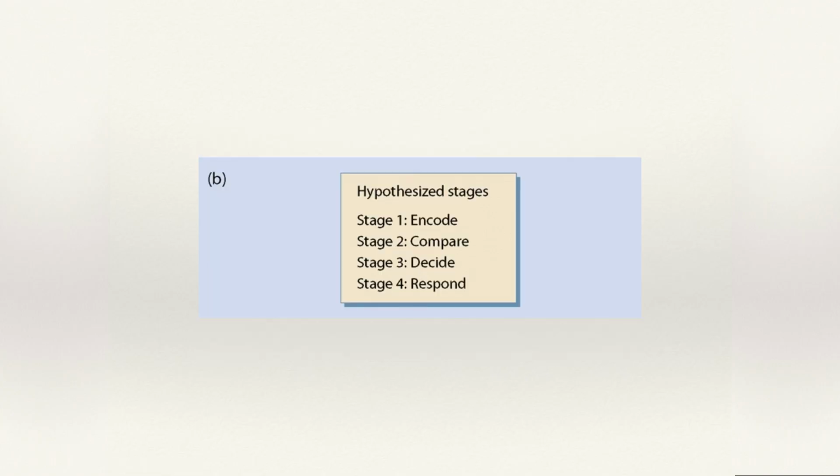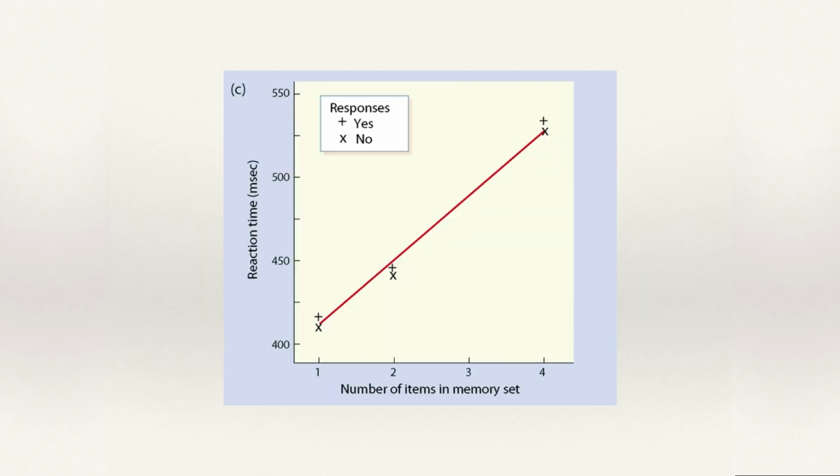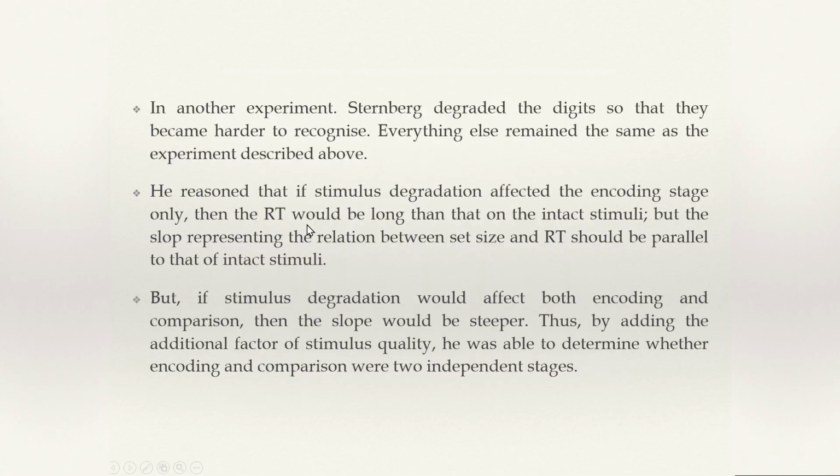So, hypothesized stages are encode, compare, decide whether it is present or not, and then respond. Here you can see, based on the number of items in the memory set, 1 versus 4, the exact amount of time these people are taking. He created another experiment as well.